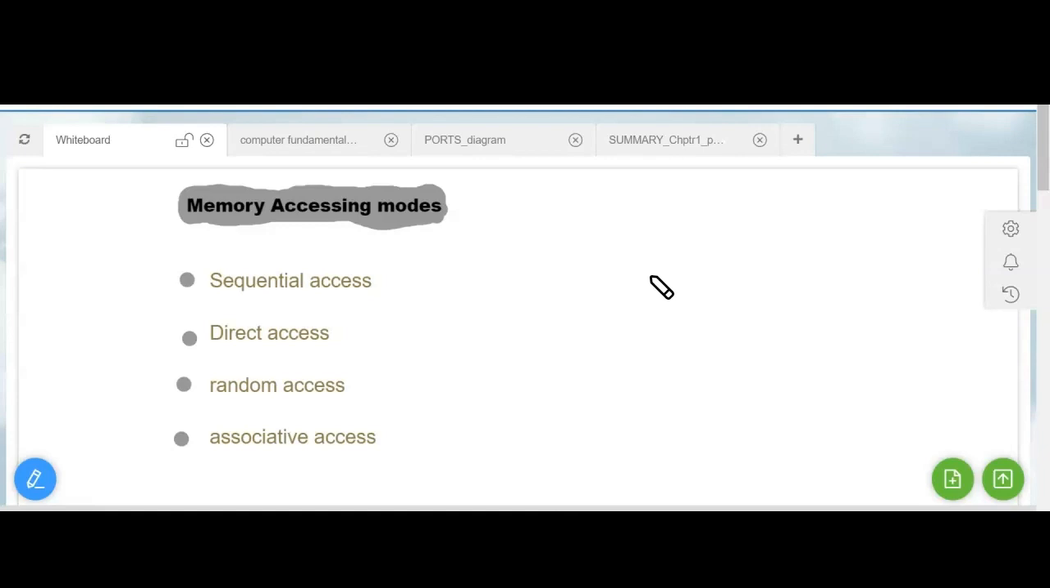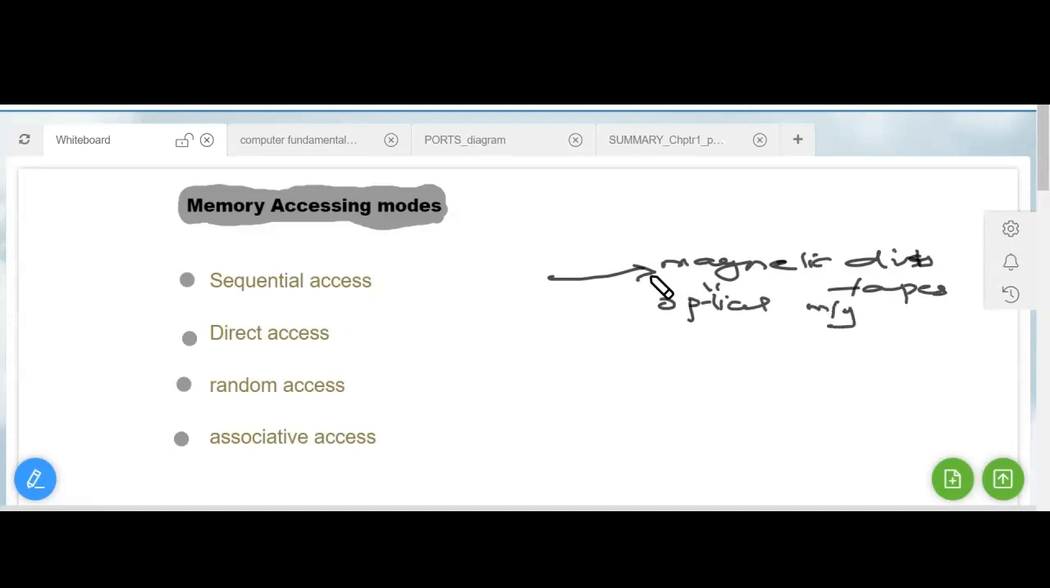That means if you are given 10 addresses, it will be searching from the first till the end, until you get your data or the location. So this name is very clear, sequential access. That is the way it works, and this type of sequential access mode is used for magnetic disks, magnetic tapes, optical memory. These are the usual accessing modes used in magnetic disks, magnetic tapes, optical memory, all those things.